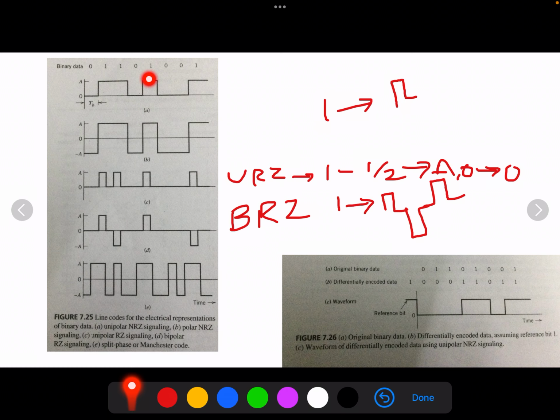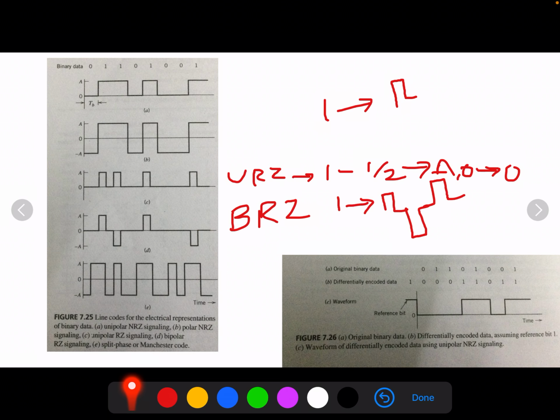So next we have 1. So what is the previously transmitted one? It is minus A and 0. So the next one will be plus A and 0. Next we have 0, 0 as it is. Next we have 1. So previously transmitted one is plus A and 0. So now 1 is taken as minus A and 0. So like this the values will be transmitted.